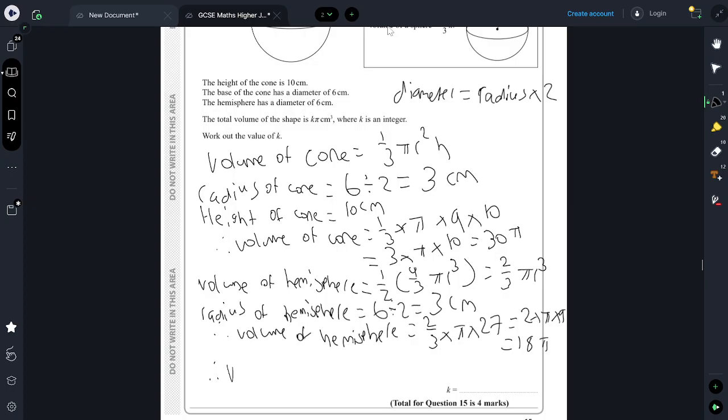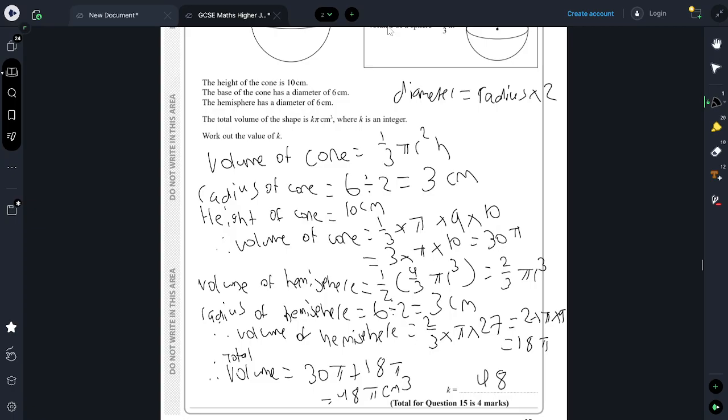So therefore, the total volume is just going to be adding the cone and the hemisphere volumes together. So the cone volume is 30 pi, and the hemisphere volume is 18 pi. And that is 48 pi. Actually, it's in the form k pi centimeters cubed. And k here, as you can read off, is 48.